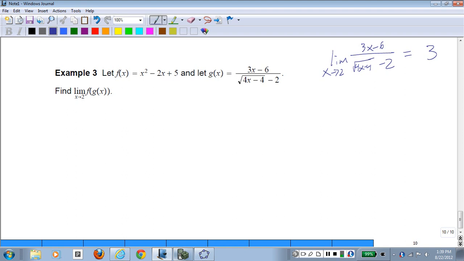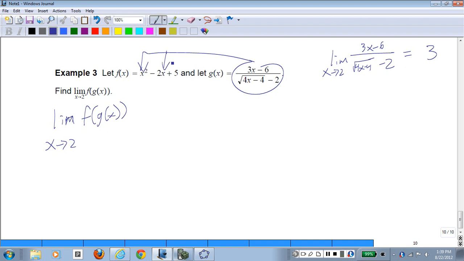But if we were going to try to find the limit of f of g of x as x approaches 2, one approach might be to try to simplify the expression f of g of x. And that would be kind of a pain. We'd have to take this expression and put it in there, and then simplify all that. And even when we do, I don't think it would be at all obvious what the value of that limit ought to be.